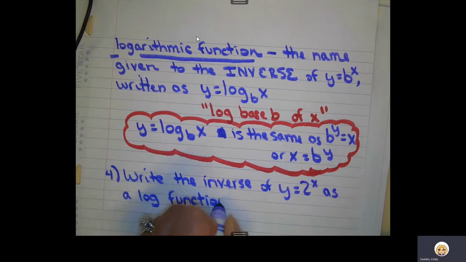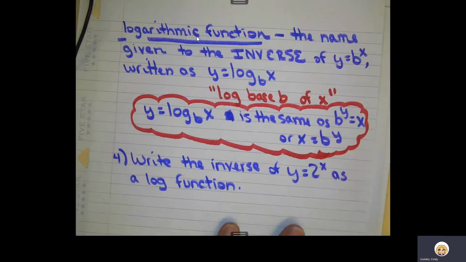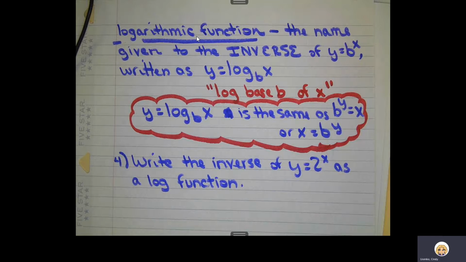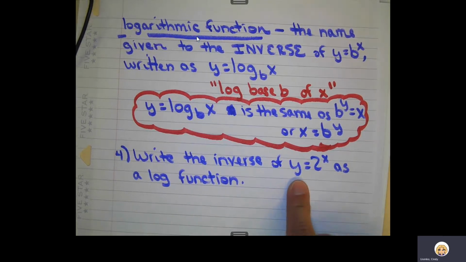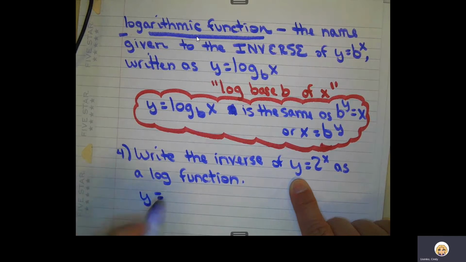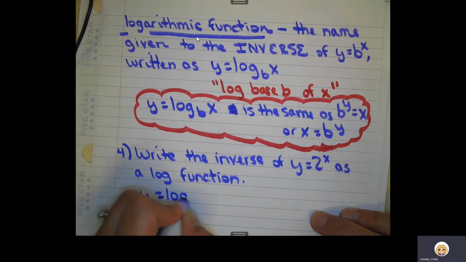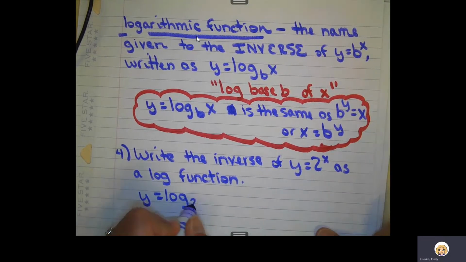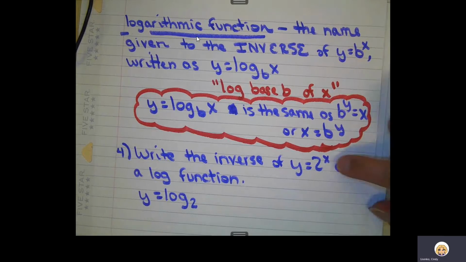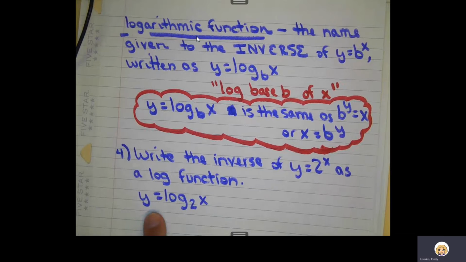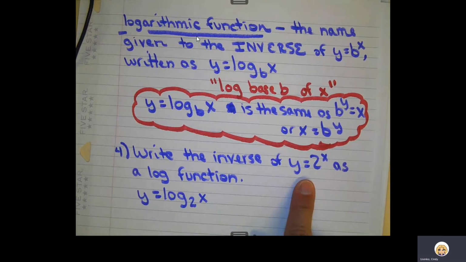Now remember, on an equation like this we would normally switch the x and y. When we do that, the y becomes an exponent. So that's why we need a log function. To write this as a log function, we write y equals the log. This base becomes our base in the log. So we put base 2, and this exponent just becomes an x right next to it. This is the inverse of this. This is how you would write it.